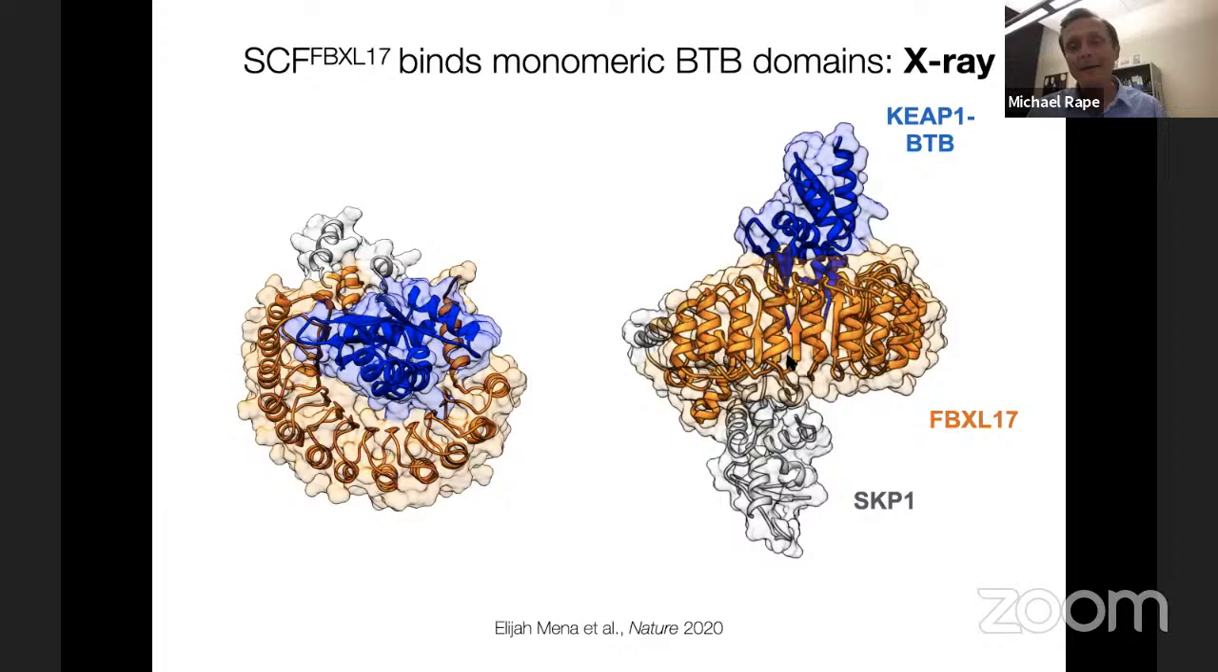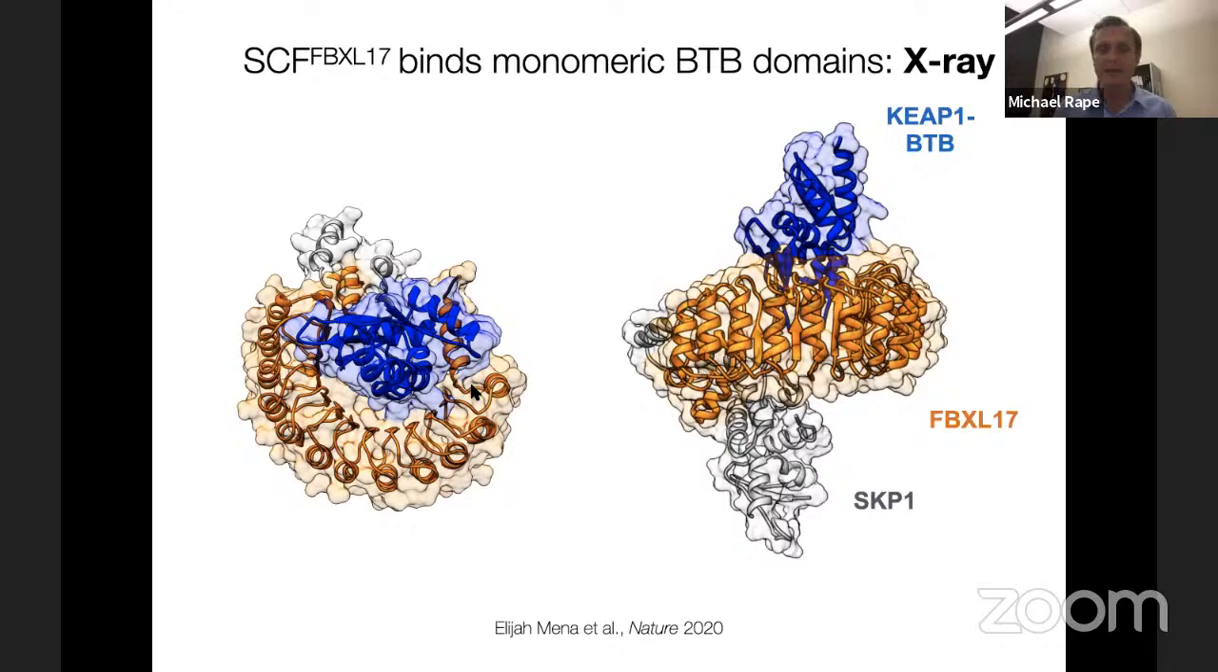But the biggest take-home of the structure, one of the take-homes, was there was only a single molecule of the BTB domain in there. You put something in, a dimer, picomolar affinity, but you get out a monomer. That was strange. The other thing that we saw is that it really is a steric three-dimensional degron. It's not a sequence-based degron.